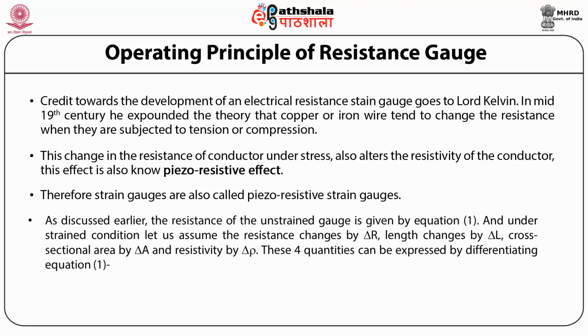As discussed earlier, the resistance of the unstrained gauge is given by equation 1. Under strained conditions, let us assume the resistance changes by ΔR, the length changes by ΔL, the cross-sectional area changes by ΔA, and the resistivity by Δρ.